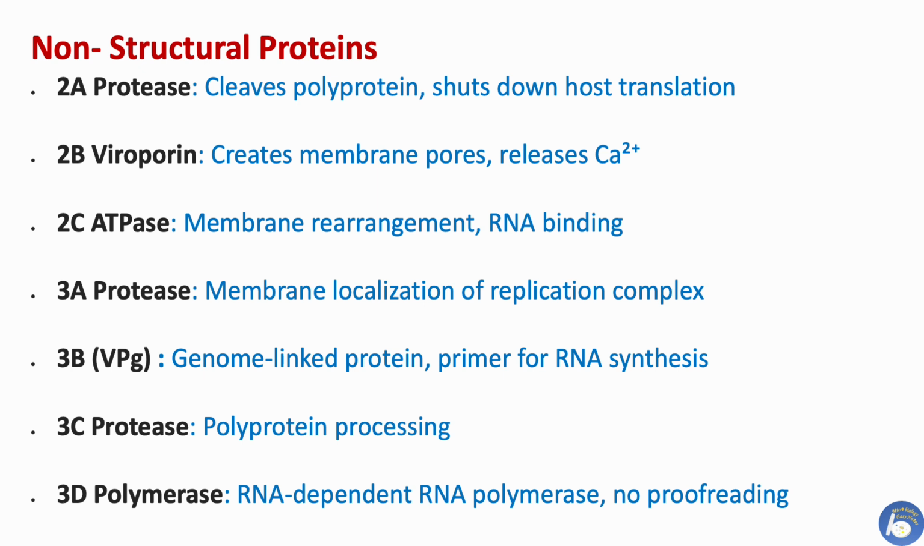2B viroporin creates membrane pores and releases calcium ions. 2C ATPase is responsible for membrane rearrangement and RNA binding. 3A protease is responsible for membrane localization of replication complex. 3B viral protein is a genome-linked protein and also a primer for RNA synthesis. 3C protease helps in polyprotein processing, and 3D polymerase is an RNA dependent RNA polymerase.